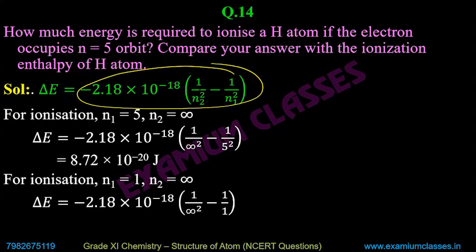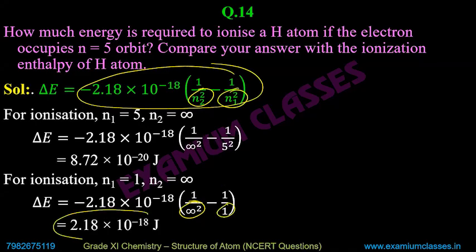N2 is infinity and N1 is 1. Again, positive 2.18. And you need to remember this value. A few values you need to remember. This is actually the Rydberg constant, 2.18 into 10 power minus 18, which is the energy required to remove the electron from hydrogen from its ground state.